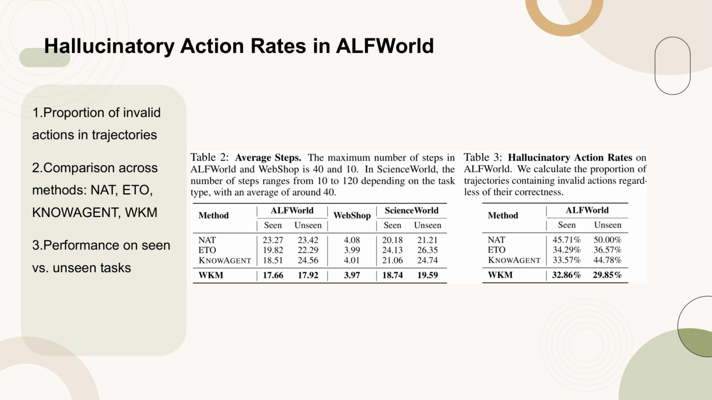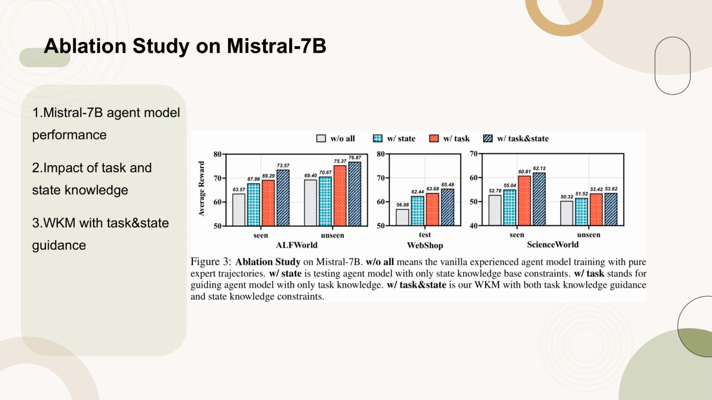Key points include the comparison of methods such as NAT, ETO, NoAgent, and WKM, and the performance differences between seen and unseen tasks. This table highlights the effectiveness of world knowledge models in reducing invalid actions and maintaining performance on unseen tasks. Figure 3 illustrates the ablation study conducted on the Mistral-7B agent model. The study examines the effects of different components of the WKM, world knowledge model, on the agent's performance.